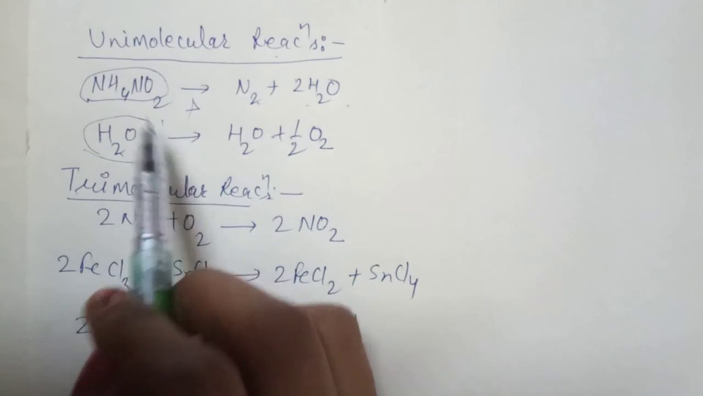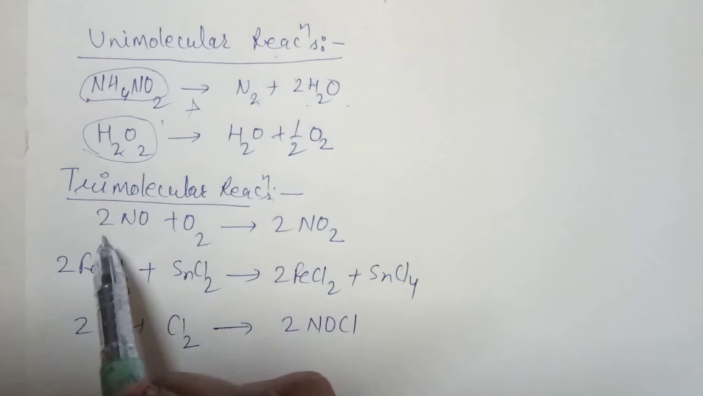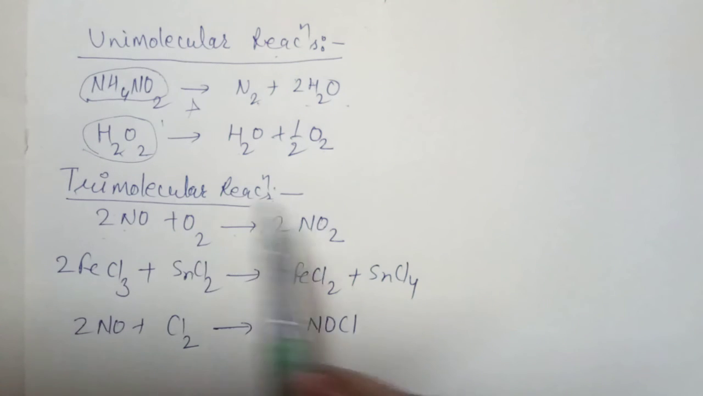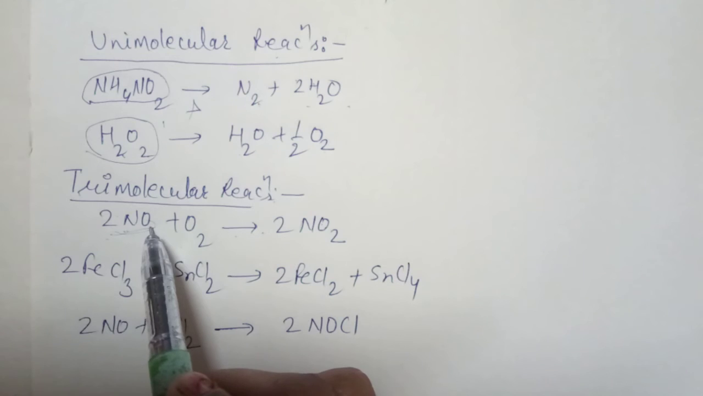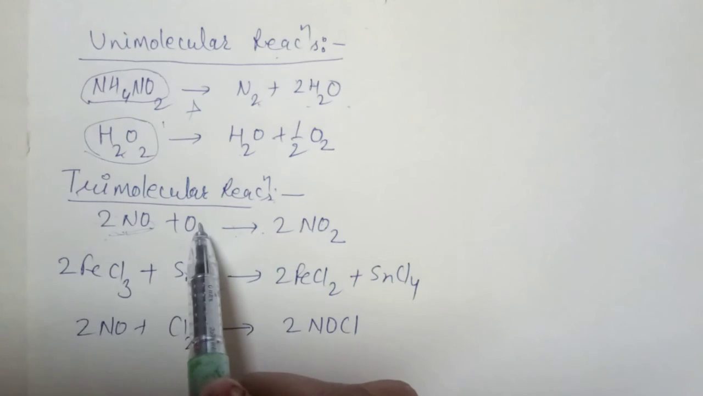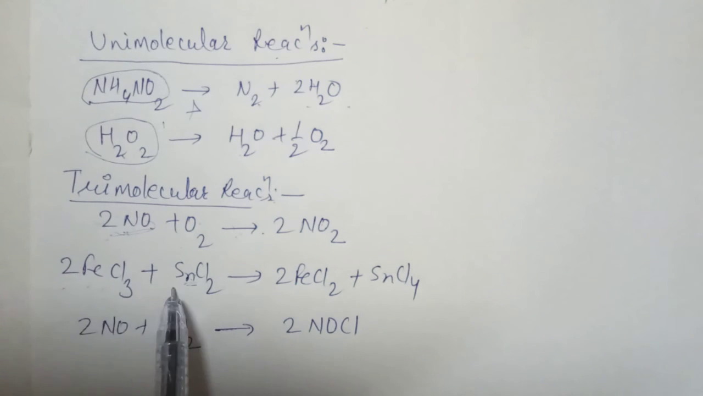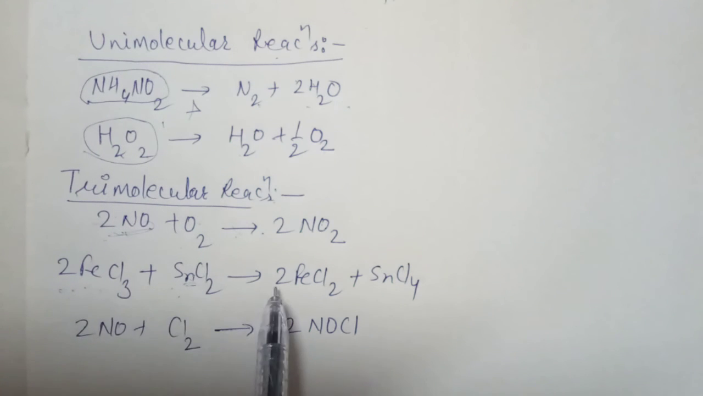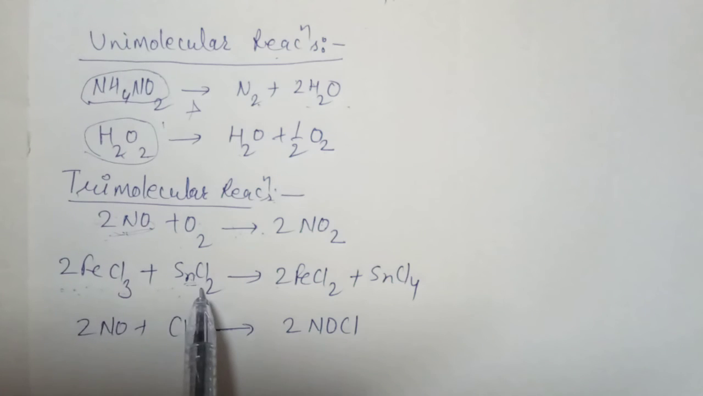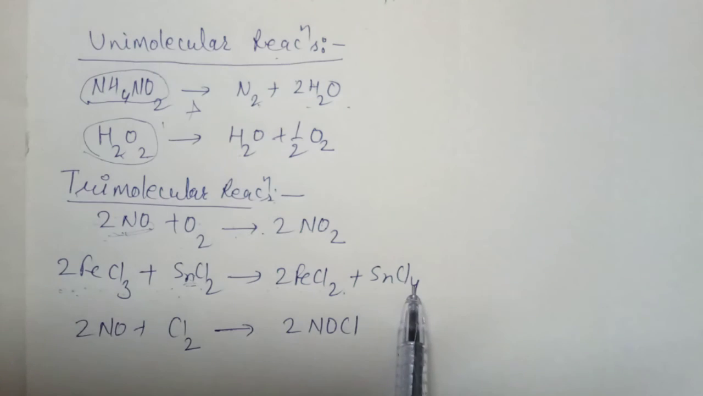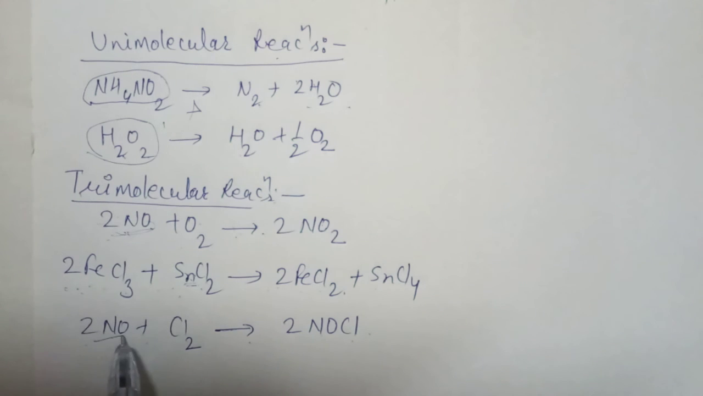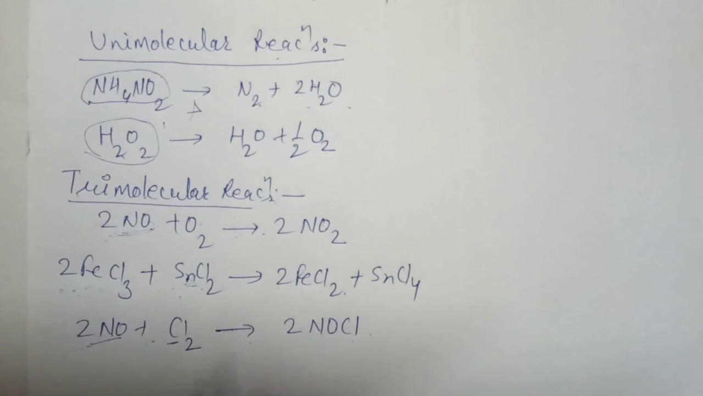It is a unimolecular reaction. Some examples of trimolecular reactions: 2 NO plus O2 is equal to 2 NO2, the oxidation of NO. It is a trimolecular reaction. Oxidation of SnCl2 by FeCl3: 2 FeCl3 plus SnCl2 is equal to 2 FeCl2 plus SnCl4. Its molecularity is 3, 2 plus 1, so it is a trimolecular reaction. Formation of Tilden's reagent NOCl: 2 NO plus Cl2 is equal to 2 NOCl. 2 NO and 1 Cl2 means 3 molecules take part here.